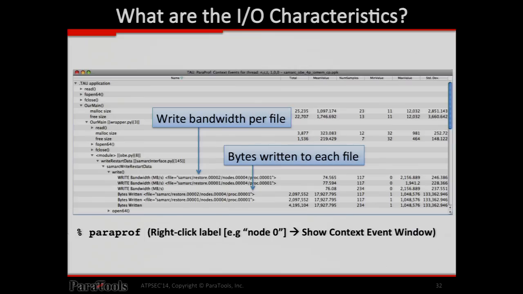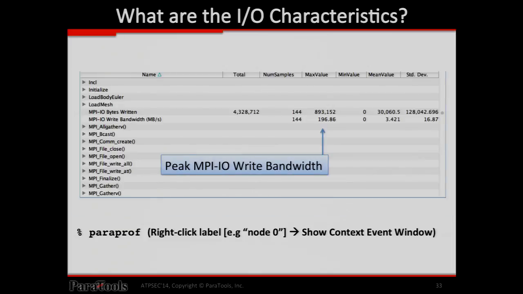Let's keep going. We also track file I/O. So we can see what is the write bandwidth per file, how many bytes are written to each file. This is very useful with HPC systems, as you'll see in a minute. And of course, we also support parallel I/O. We have wrappers for the MPI I/O. So you can see bytes written in total. You can also see by MPI rank, each rank's participation in the I/O operations.